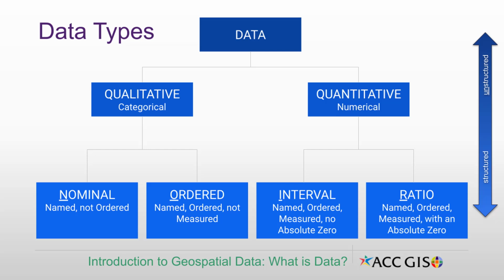Ordered is where we're actually ordering things like low, medium, and high. High is greater than medium, which is greater than low. But we don't necessarily know what the differences are between them in measured values.